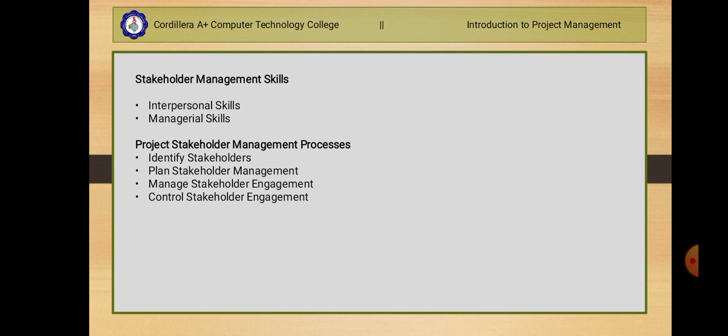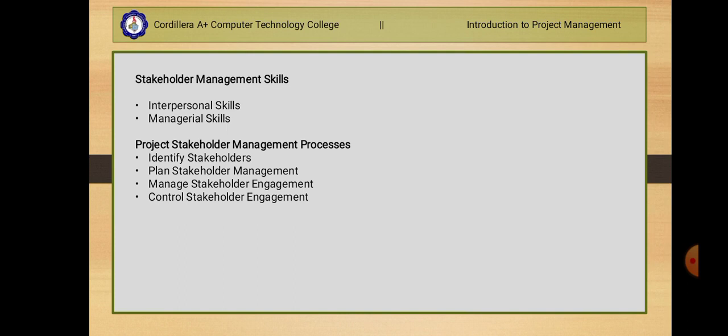The first process is identify stakeholders, which is performed during the initiating process group. The second process is plan stakeholder management, which is performed during the planning process group. The third is manage stakeholder engagement, which is performed during the executing process group. The fourth is control stakeholder engagement, which is performed during the monitoring and controlling process group. So you have here the identify stakeholders.